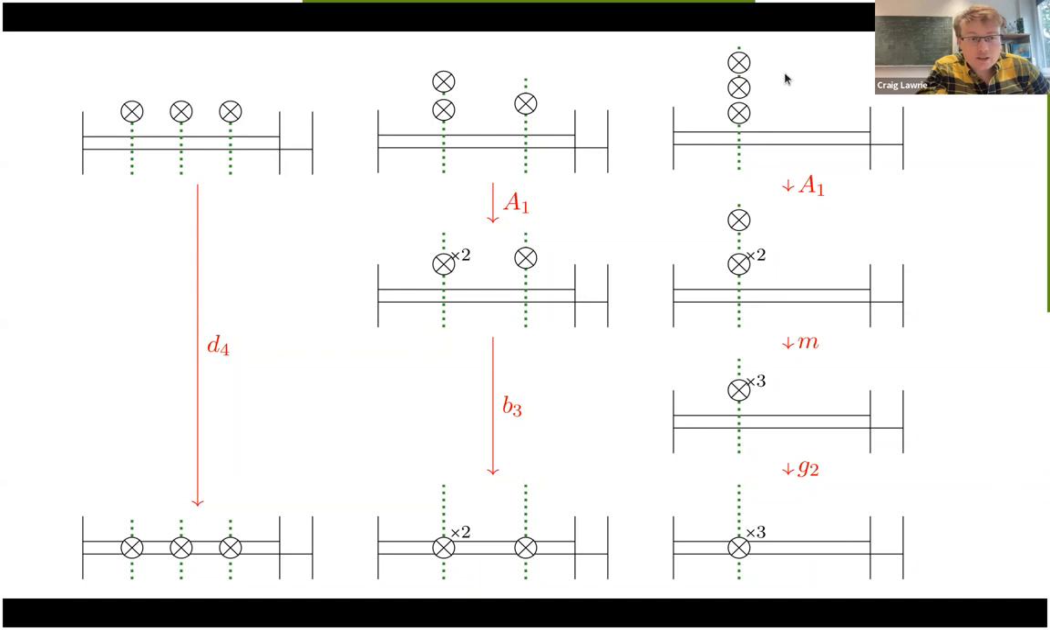The NS5 branes are at the same position along X6. So the tensor multiplets have a vanishing mechanism. Okay, so all four on the right are the SCFTs.